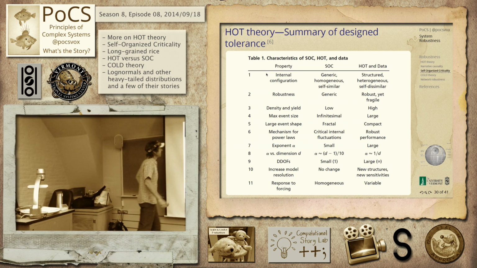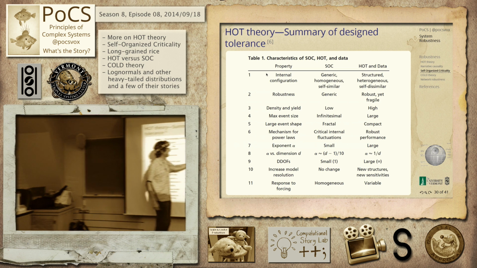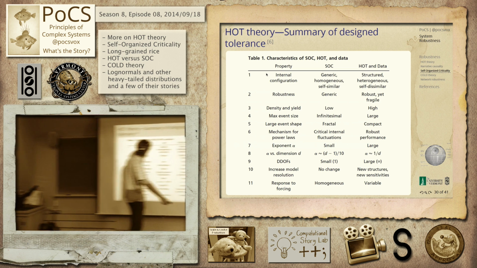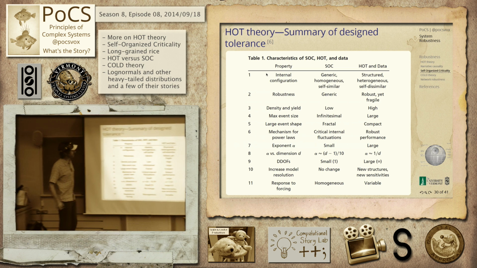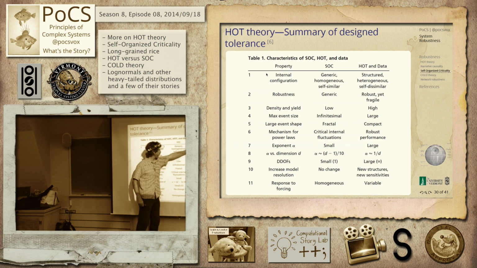Okay, so again, this is from this paper that you might enjoy reading. Lots of different pieces in here. This is SOC, HOT and data, HOT and reality is what this column says. My theory, your theory, my theory is better than yours. You can compare all these things. We've mentioned some of them. So they're very structured versus generic. It's got the robust yet fragile story going on. You can have high density with low yield.